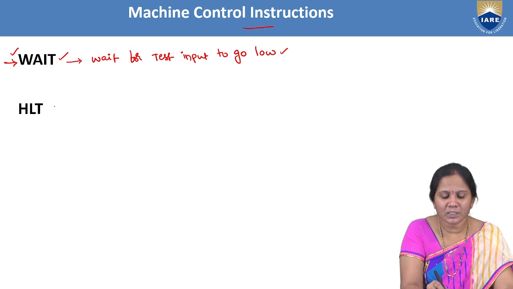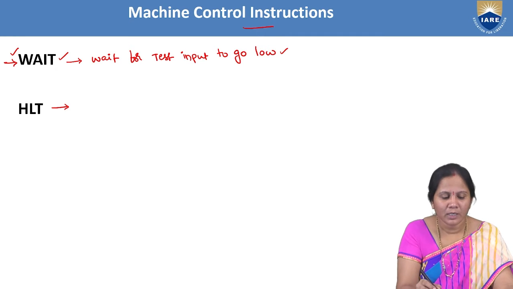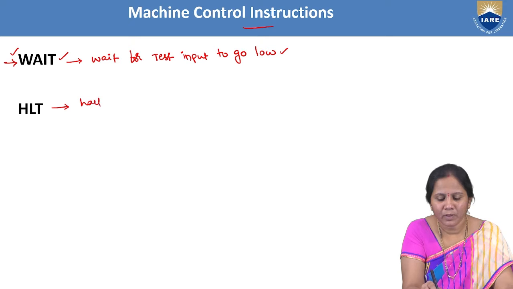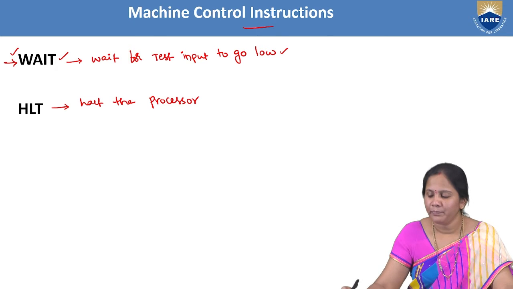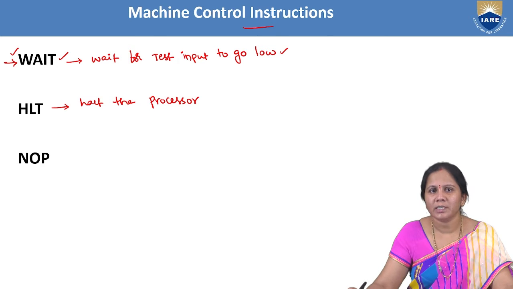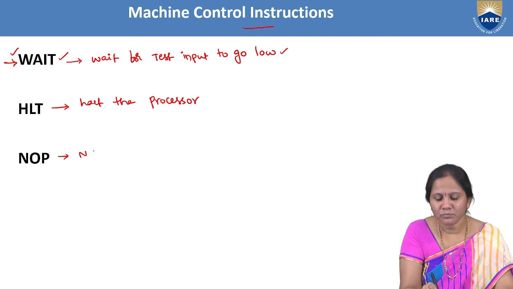The next mission control instruction is HLT. HLT represents halt the processor. The next mission control instruction is NOP. NOP represents no operation. Generally, the NOP instruction is used in order to produce delays.